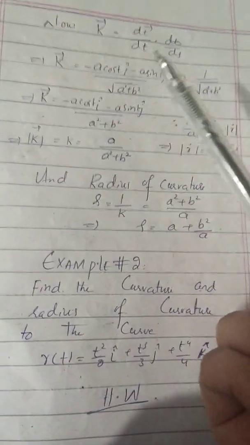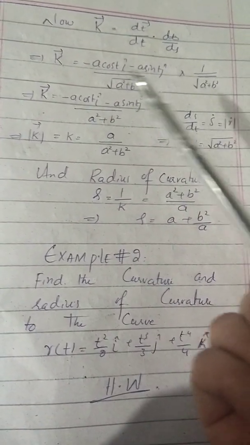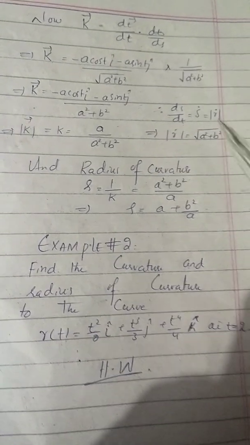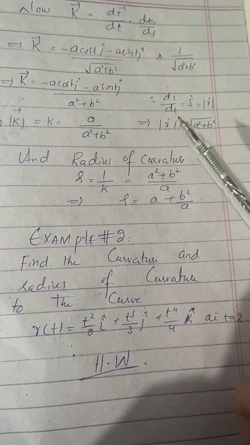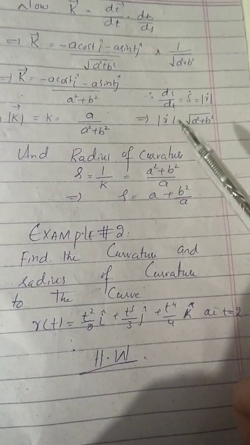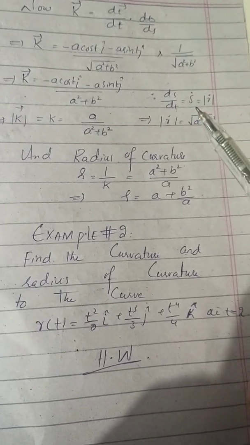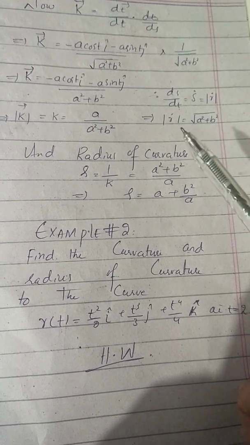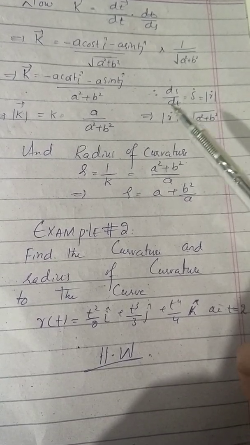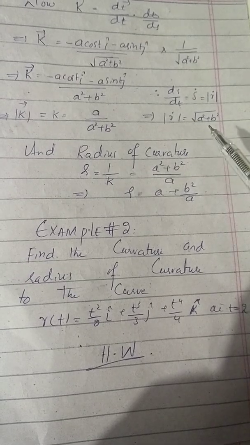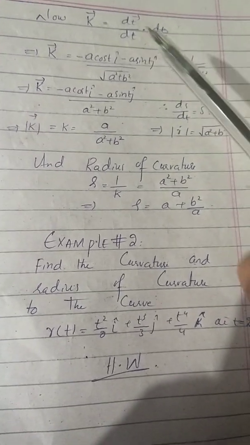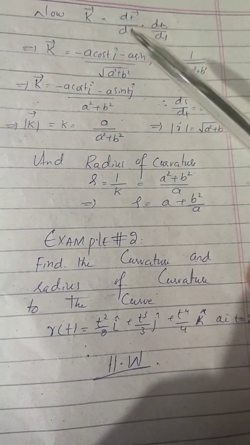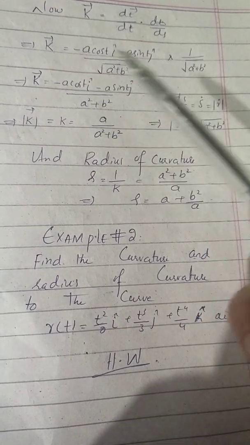Now as you know, k is equal to dT by dt into dt by ds. So first of all I derive the result for dt by ds. You know that ds by dt is s dot, so we can say s dot equals the modulus of r dot. Now, as you know, the modulus of r dot equals the square root of a squared plus b squared. So we can reverse it, and here dt by ds equals 1 by the square root of a squared plus b squared. So here we only substitute the result of these two terms.